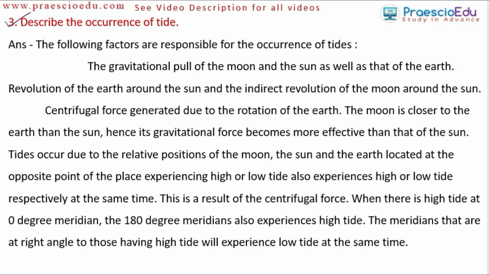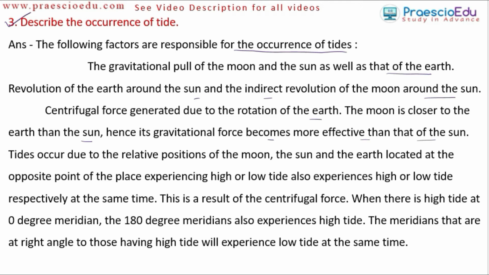The following factors are responsible for the occurrence of tide: the gravitational pull of the moon and the sun, as well as that of the earth, revolution of the earth around the sun, and the indirect revolution of the moon around the sun. Centrifugal force generated due to the rotation of the earth. The moon is closer to the earth than the sun. Hence, its gravitational force becomes more effective than that of the sun.